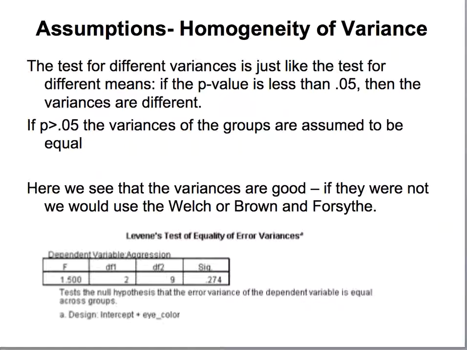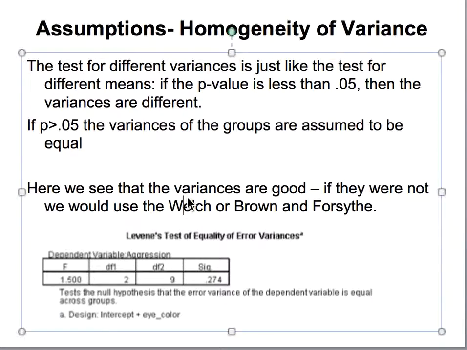If it's smaller than 0.05, I have to use what's called the Welch or the Brown-Forsyth tests. And each one of these is an option that you can use. I'm not going to go into how they're calculated or which one to use in which circumstances. Basically, pick the one that gives you the better result, meaning the one that gets you the smaller sig value.